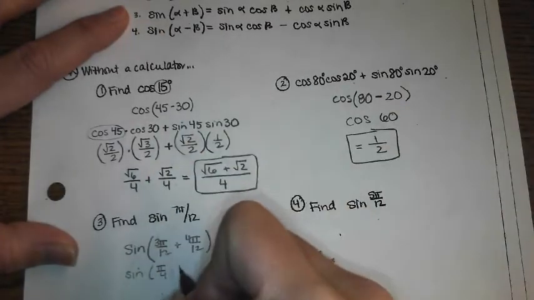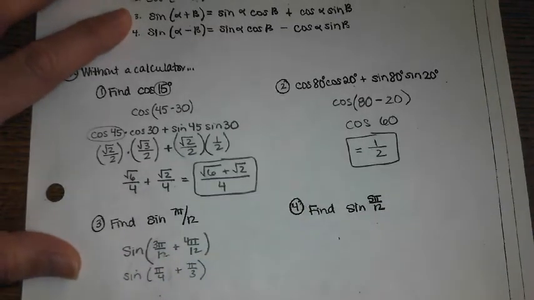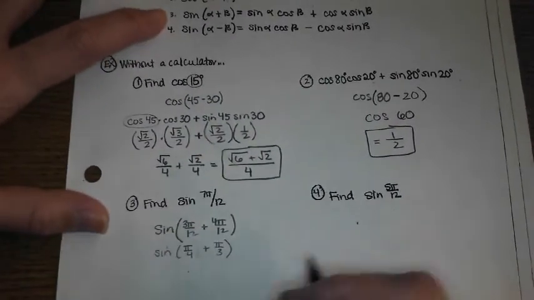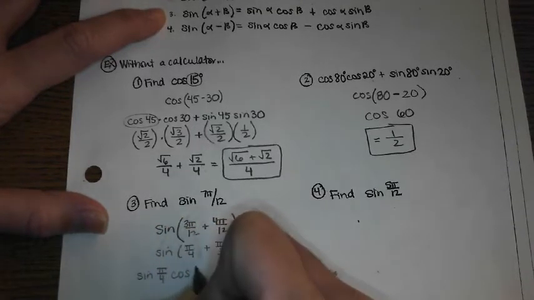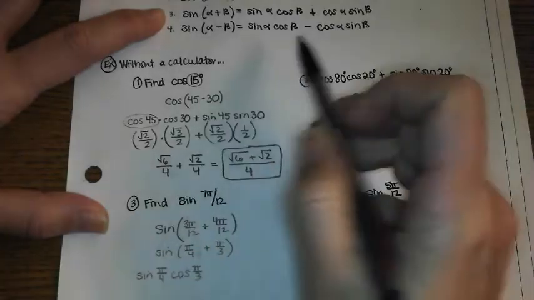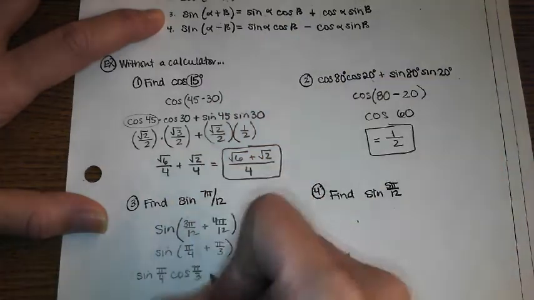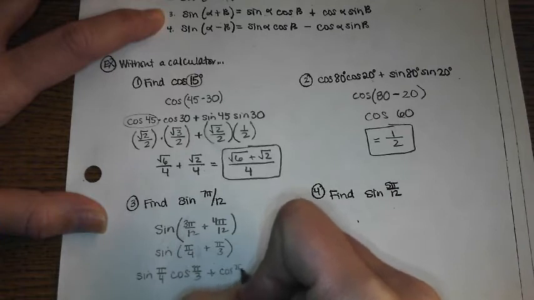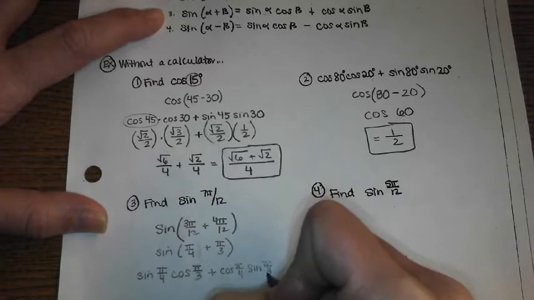And our beta is 4 pi over 12. We're going to make that pi over 3. And then we're just going to plug into the formula. Zoom out a little bit so it's all on the same page. So that's sine of pi over 4 times cosine of pi over 3, plus cosine of our pi over 4 times sine of our pi over 3.